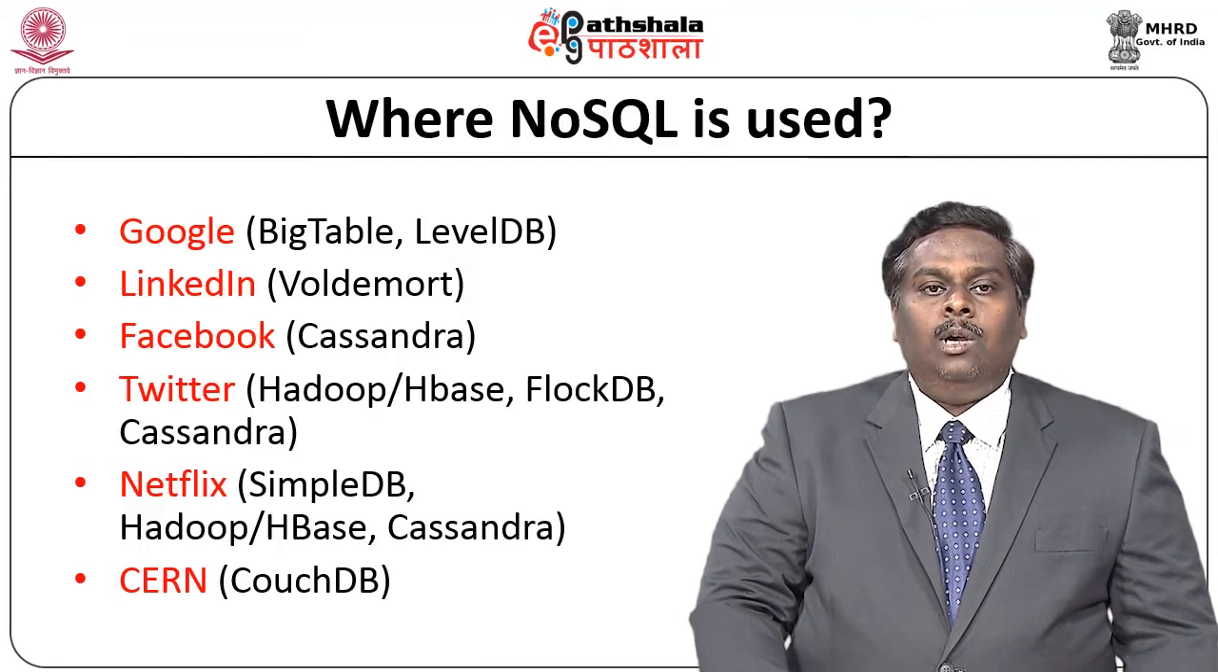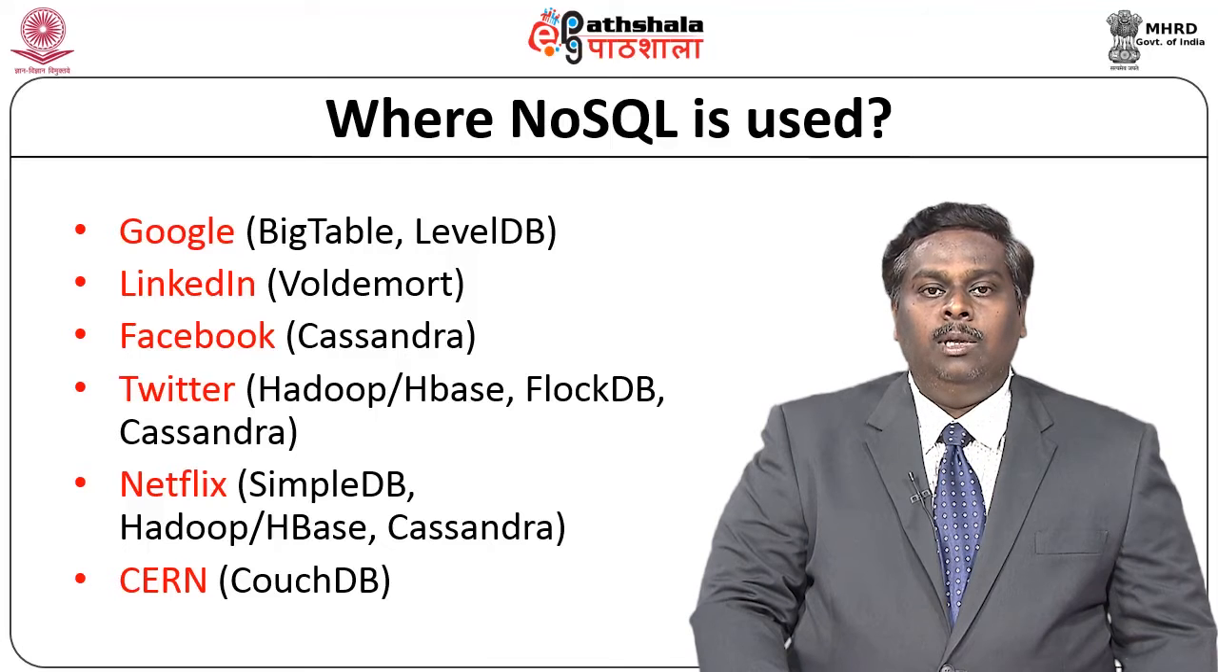Twitter also makes use of Cassandra. Apart from Cassandra, it also makes use of FlockDB, Hadoop as well as HBase. CERN is also making use of another type of NoSQL database, which is called CouchDB.